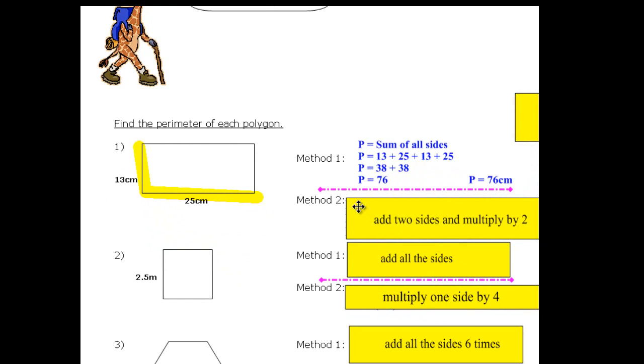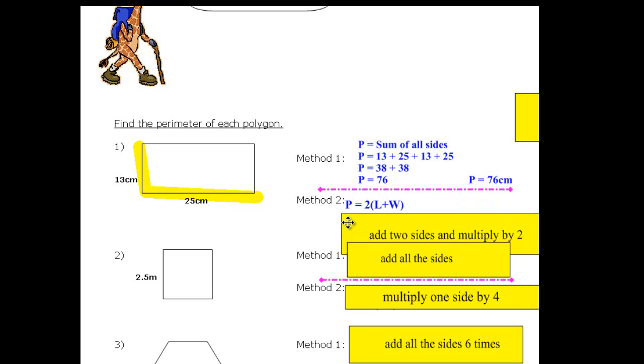The second method is to use a formula: add two sides and multiply that by 2. That's like taking those two sides that you see and saying, well, I know there are two of them. Then again you would plug in and get your final answer, in units. So look at the square and think about the two different methods that you would use for that and try those. You can pause the video here.